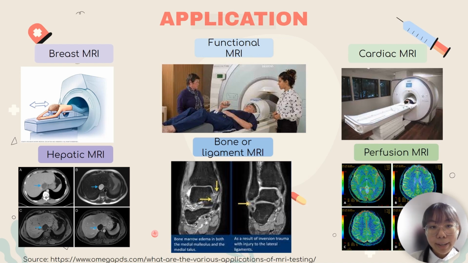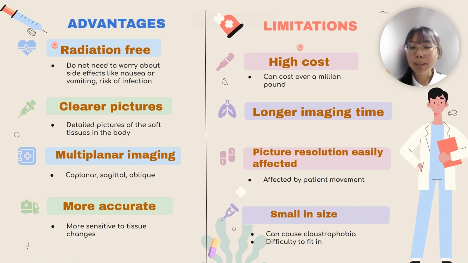Hepatic MRI shows the structure of the liver as well as provides valuable information about vascular disease that can affect the liver. Bone or ligament MRI detects disc problems in the spine, bone infection, and tumors of the bones and soft tissues. And lastly, perfusion MRI visualizes tissue perfusion in the brain and other parts of the body. Now I will discuss the advantages and limitations of MRI.